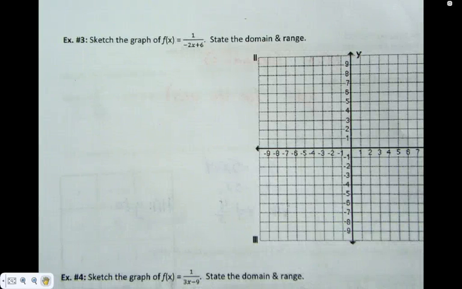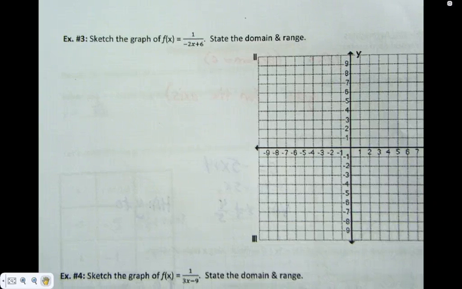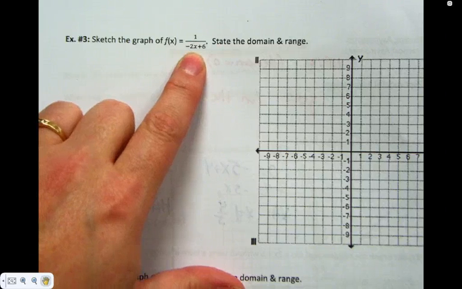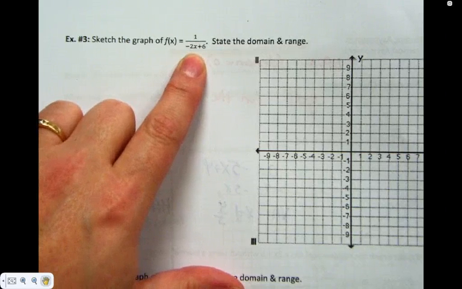Okie doke, sketch the graph of 1 divided by negative 2x plus 6. State the domain and range. Somebody remind us about domain and range. x is an element of the reals. But there's an asymptote. So it can't be all reals because there's an asymptote, so there's a point that doesn't exist.